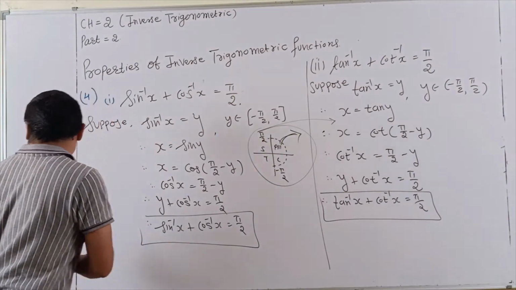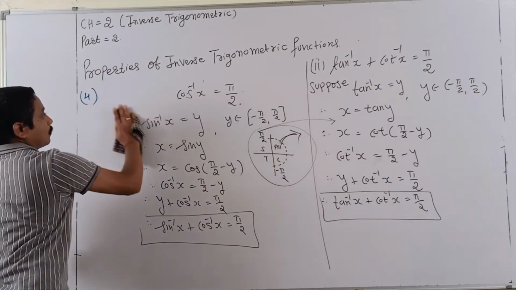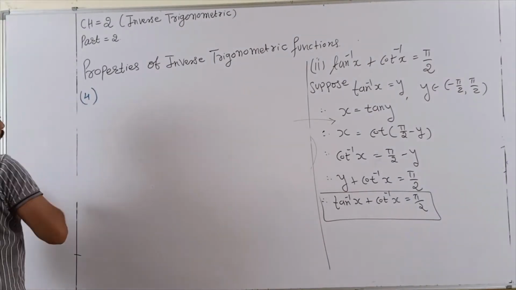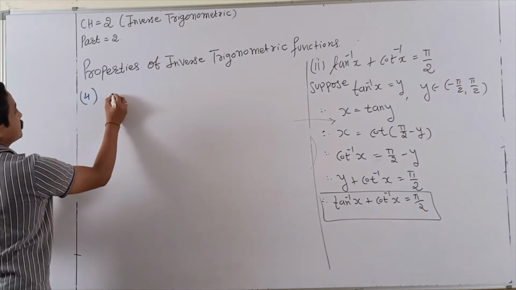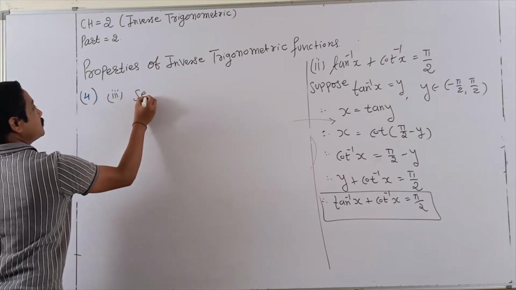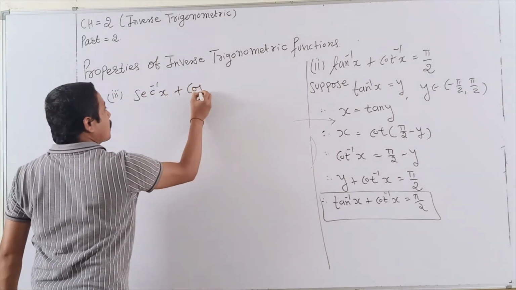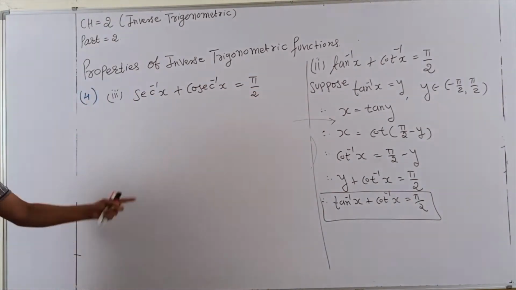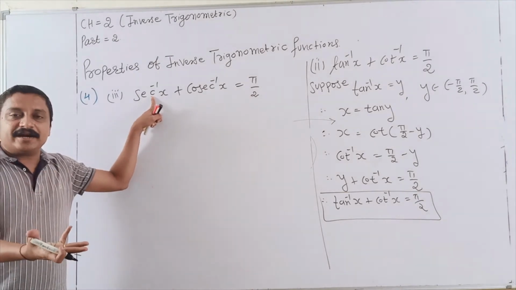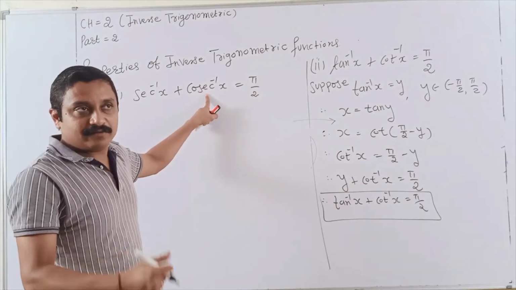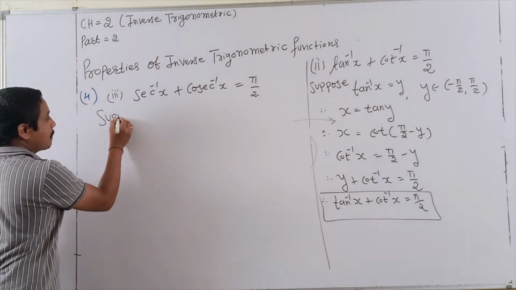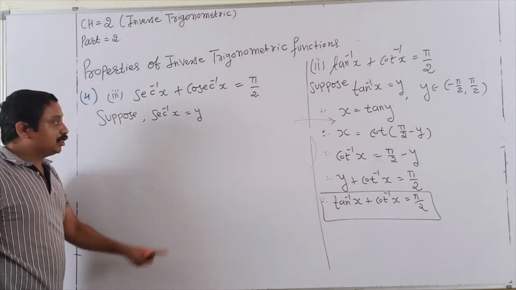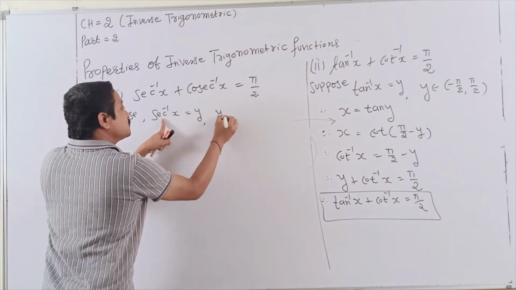Now I go to property 4, the third one. Same as before, students: sec inverse x plus cosec inverse x is also pi by 2. Anyone can give a suggestion, either sec inverse x or cosec inverse x, as you like. Let sec inverse x equal y in the range of sec inverse. What is the range of sec inverse?